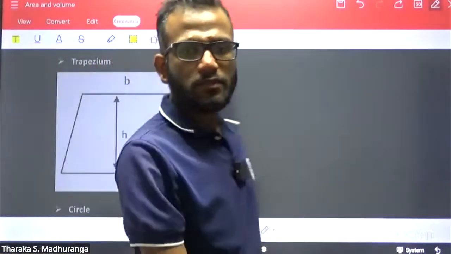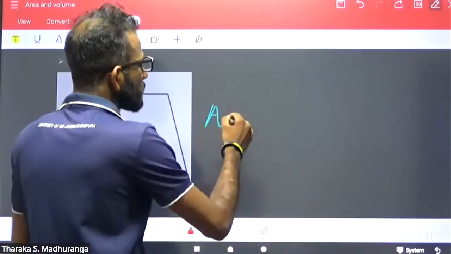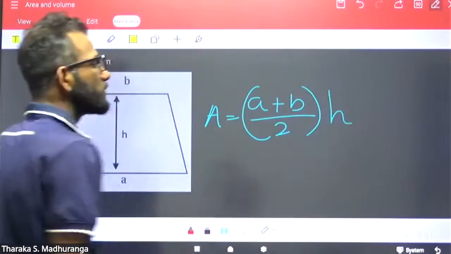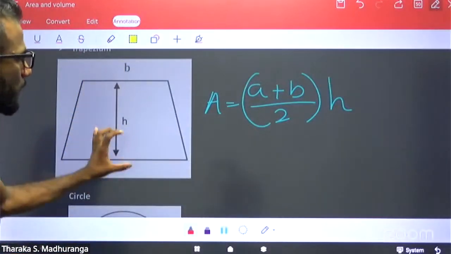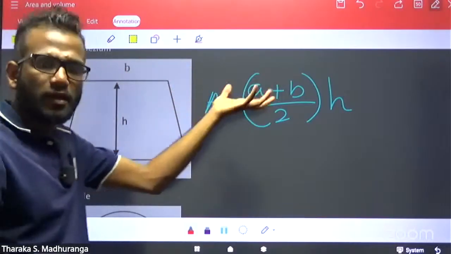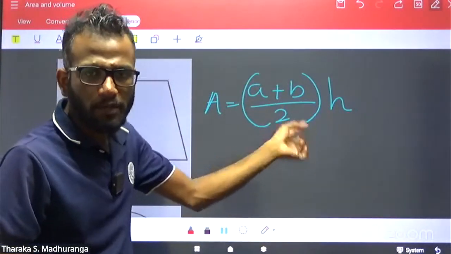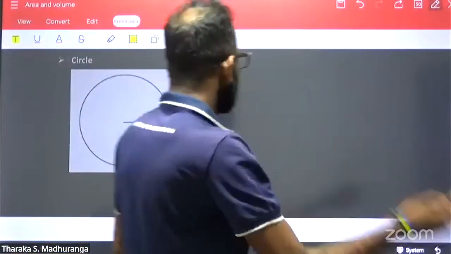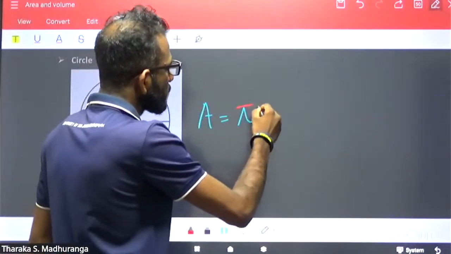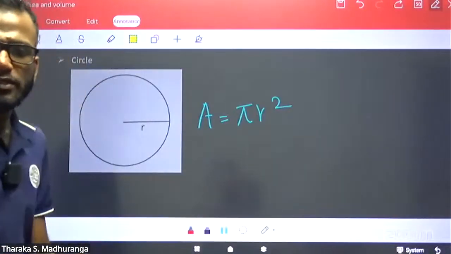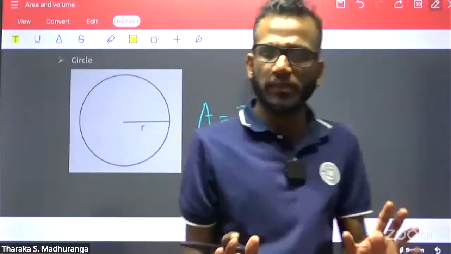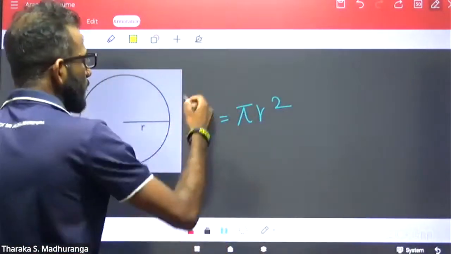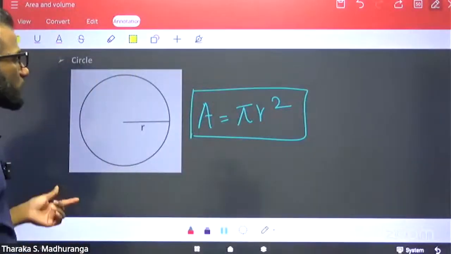Trapezium: the area equals A plus B over 2 into perpendicular height. A plus B means the sum of the two parallel sides, divided by 2, multiplied by the perpendicular height. Circle: you already know, the area equals pi r squared. You have to remember every equation. No equations are given in the exam.